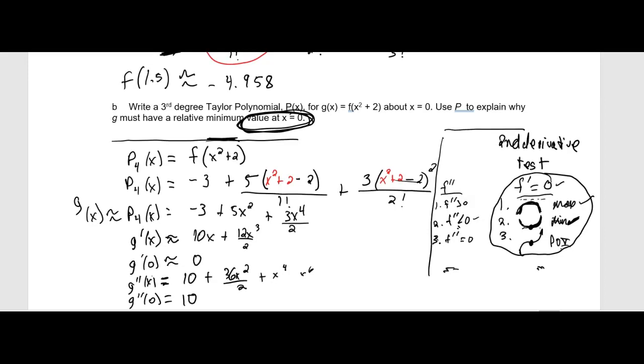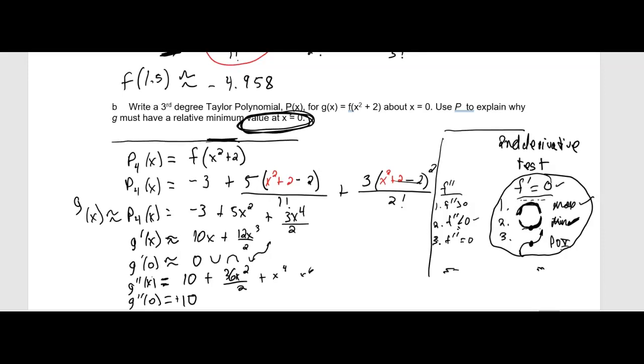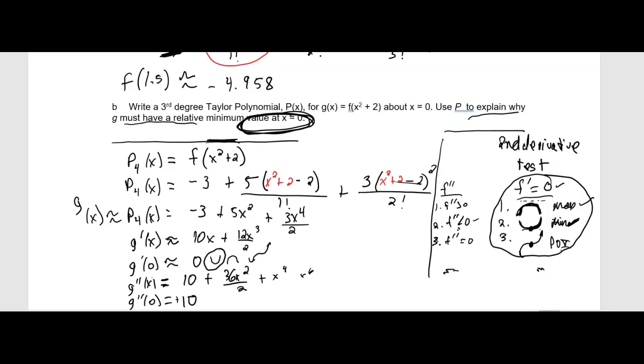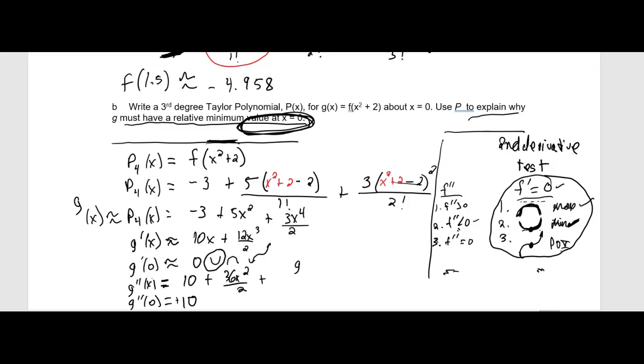Because g primed is 0, that means we either have, again, a minimum, a maximum, or we flattened out and formed a point of inflection. And then we combine that with the idea that our second derivative is positive, which means we are concave up. The only one of these that is concave up is this one, which is in fact a minimum. So this is saying, explain why g must have a relative minimum value at x equals 0. We would say because, I can create a little space here, g primed of 0 is equal to 0.